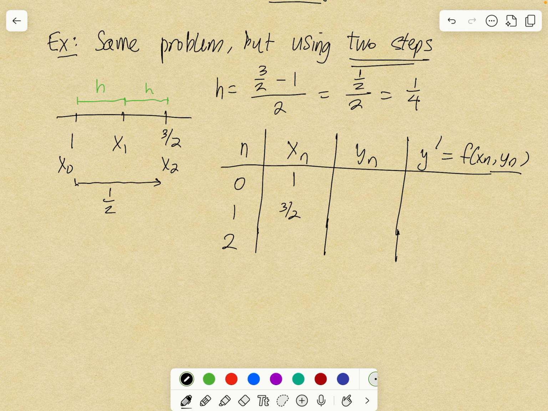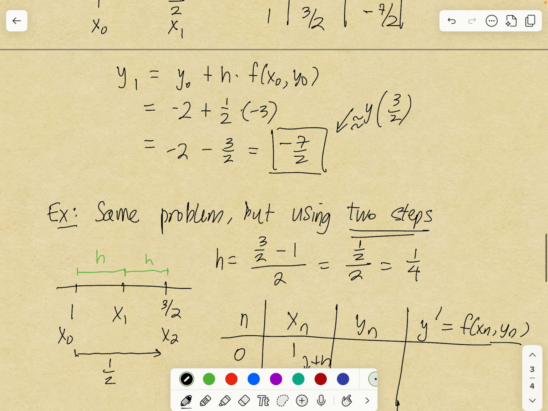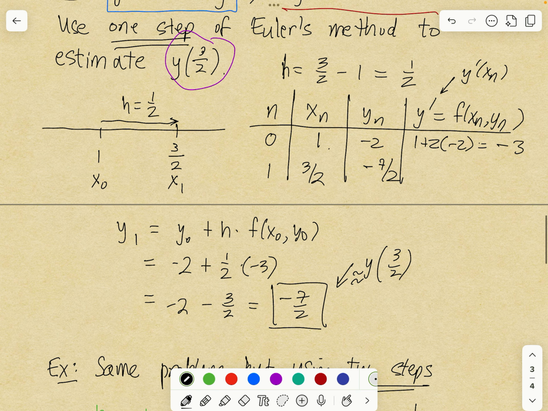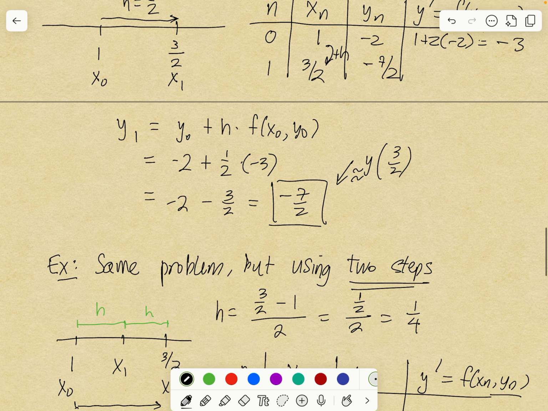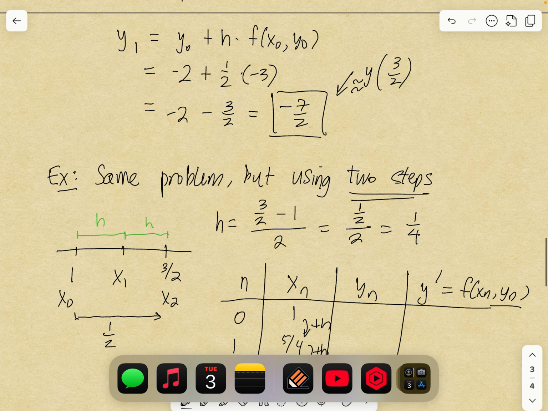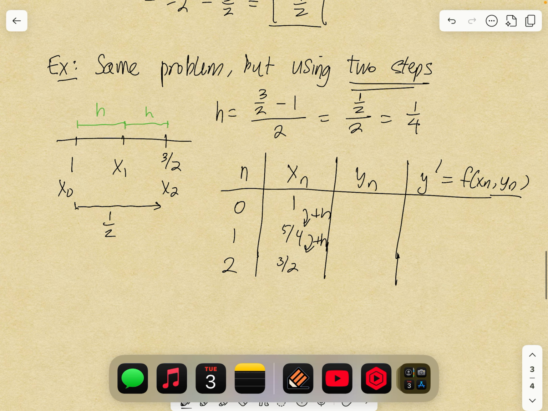So, oh, no, it's not 1 plus a half. You add 1/4, right? 1 plus 1/4 is 5/4. And then that plus 1/4 is 3/2. So just keep in mind that each time n goes up by 1, you're adding h. Right? So in the previous one, to go from 1 to 3/2, you added h, which was a half in the previous example.